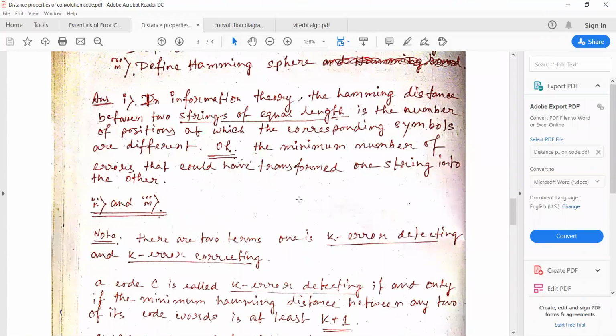So that is the definition. That means in information theory, the Hamming distance between two strings of equal length is the number of positions at which the corresponding symbols are different, or the minimum number of errors that could have transformed one string into the other string.